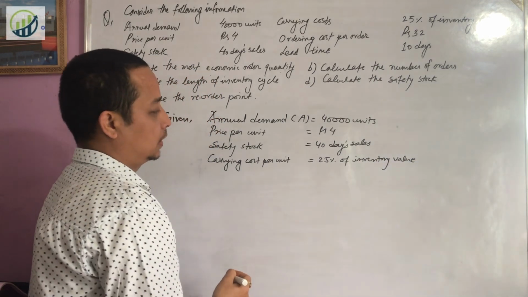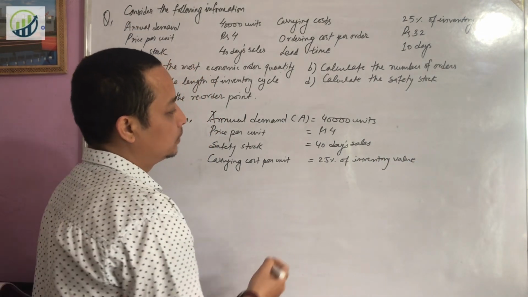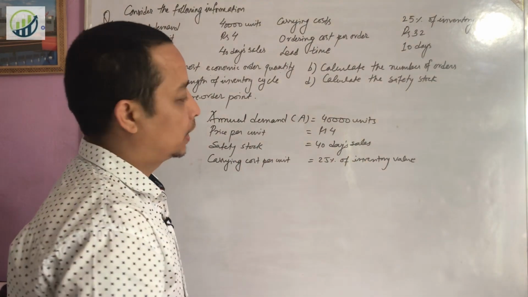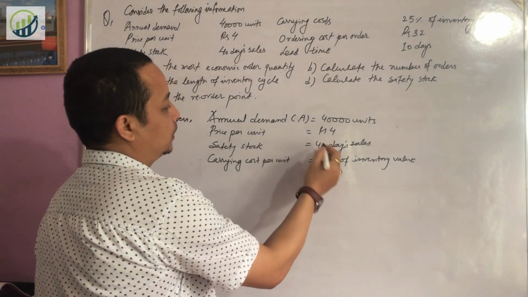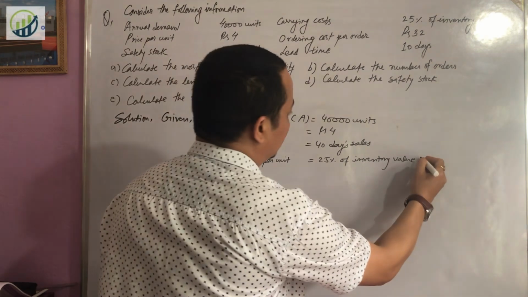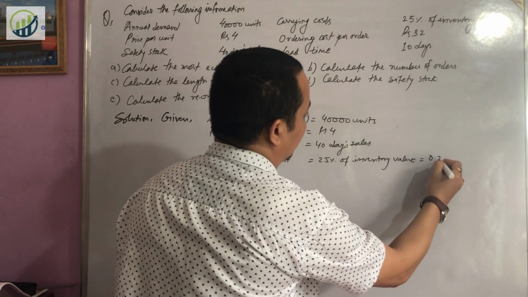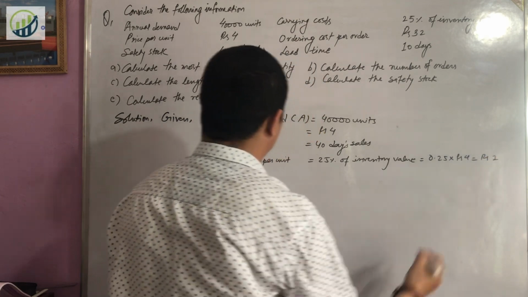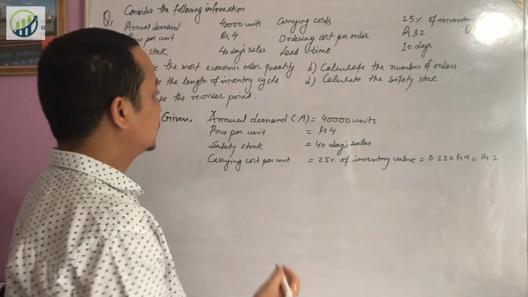So here 25% of inventory value means here inventory value is your price per unit. So you can use the price per unit for finding the carrying cost per unit. Okay, so here you can write here 0.25 into rupees 4, that is rupees 1. So 1 rupee is the carrying cost per unit.